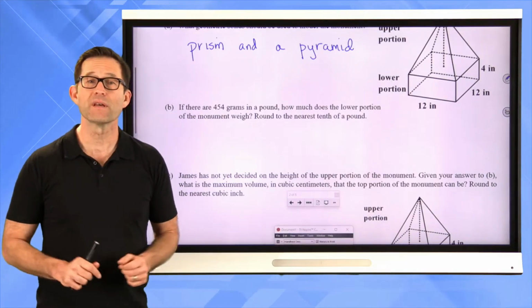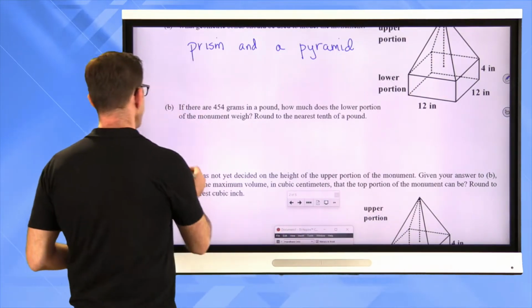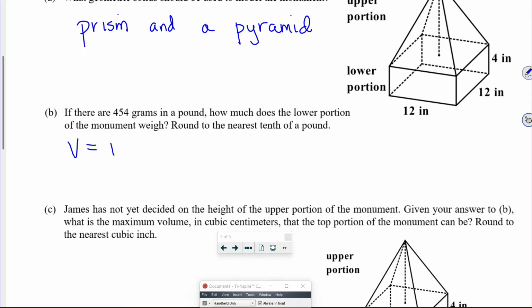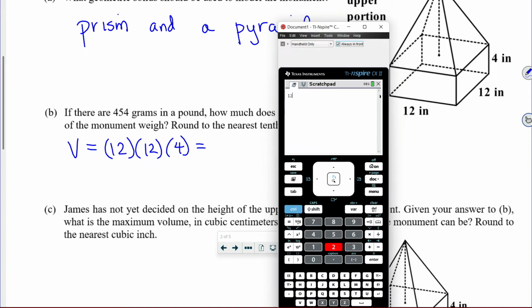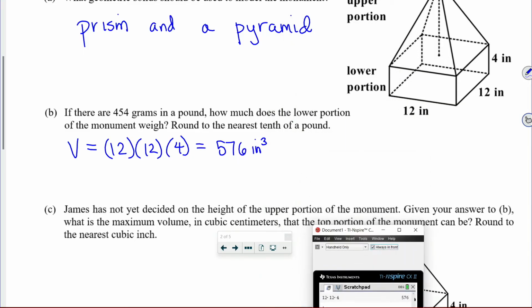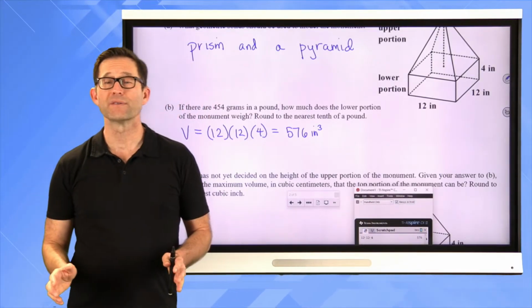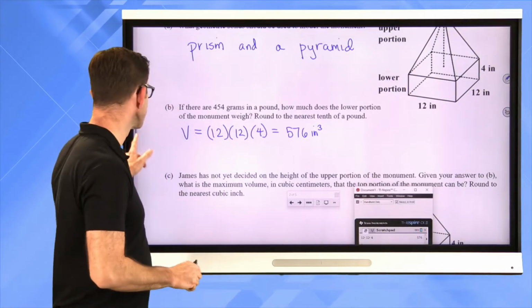All right, well, the first thing let's do is figure out what its volume is. The volume of the prism is going to be the area of the base, which is 12 inches by 12 inches, times the height, which is 4 inches. So let's come up with the volume. We've got 12 times 12 times 4, and that's going to be 576 cubic inches.